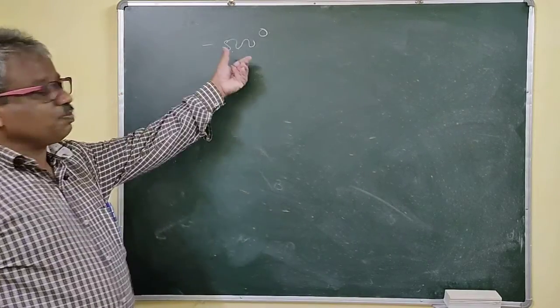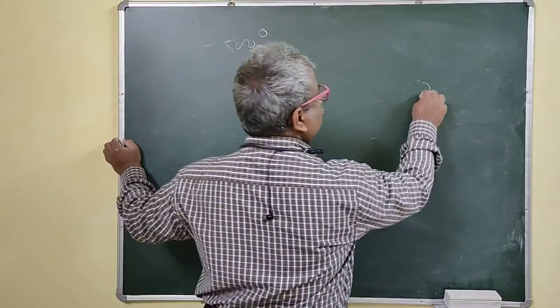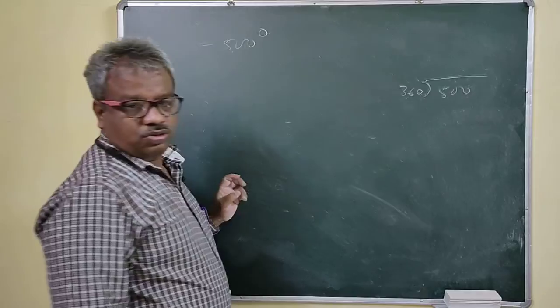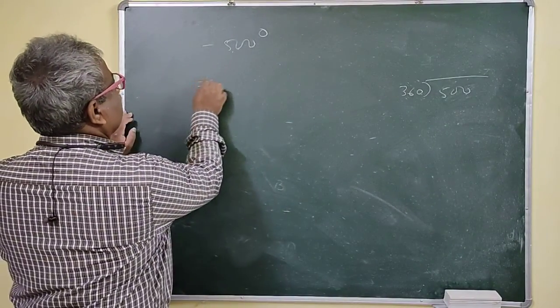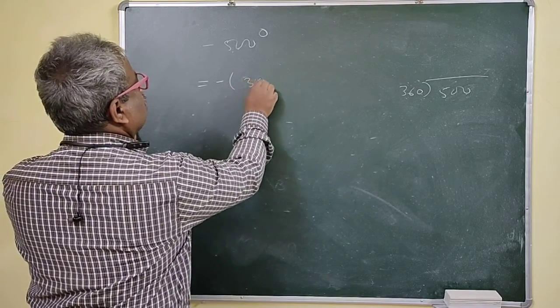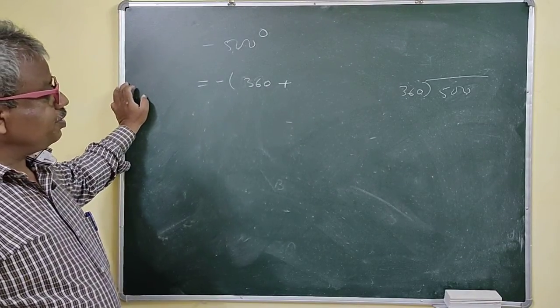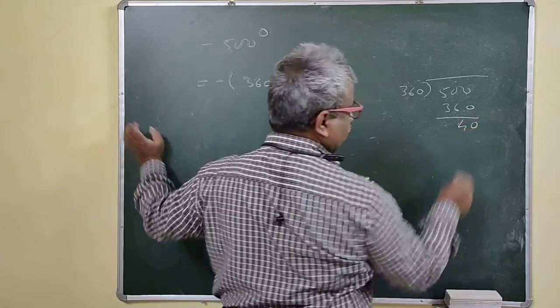Again minus, and 500 is greater than 360. You have to do the division, right? So forget about the minus sign. Double that one is 720, that means 1. So we will directly write minus 500 as, what? 360 degree plus, what? 360 degree, so this is 140.